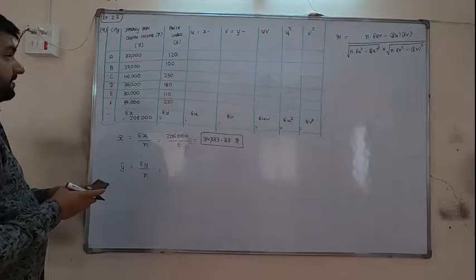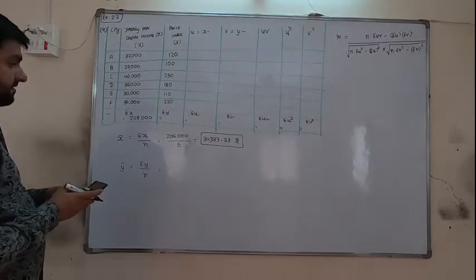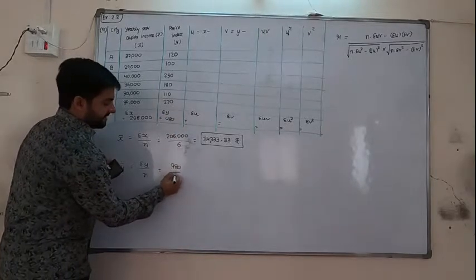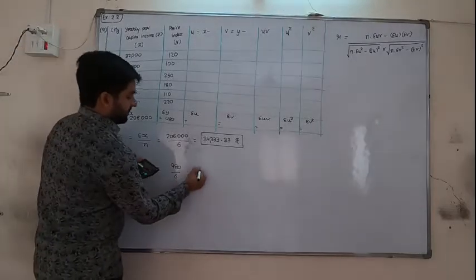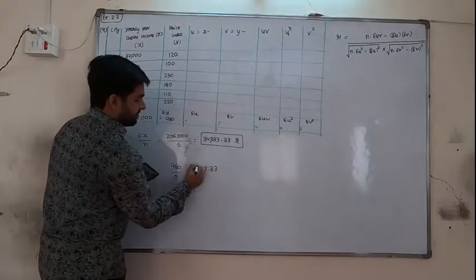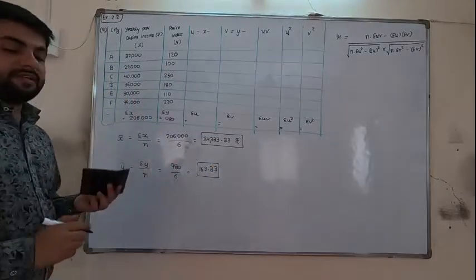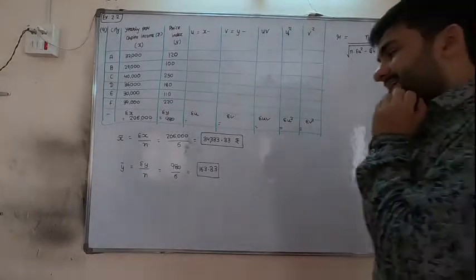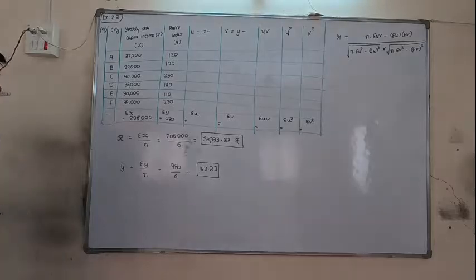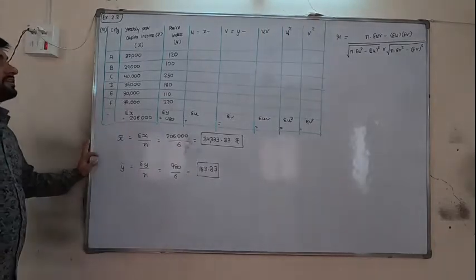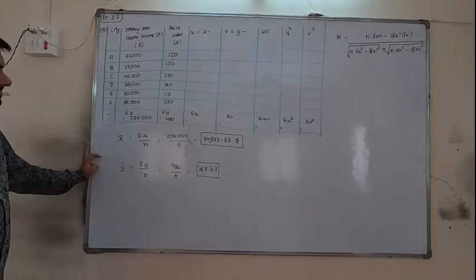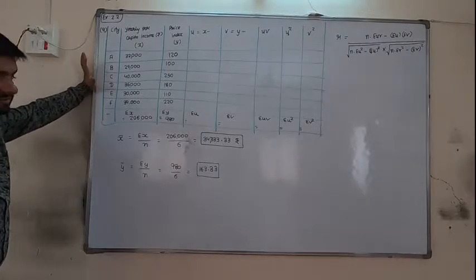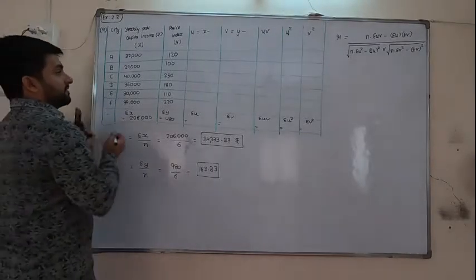120, 100, 250, 180, 110, 220 is 980. 980 divided by 6 is 163.33. As you know, it is an index, so index does not have any unit. Okay. Now friends, first of all, select the value nearest to 34,333. Which value can we select? It's up to us. If we select 36,000, then also it is okay. This is the nearest value. So let us select 36,000.